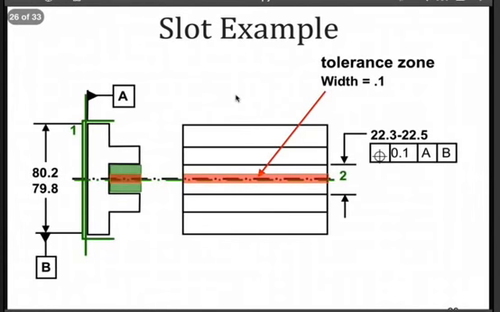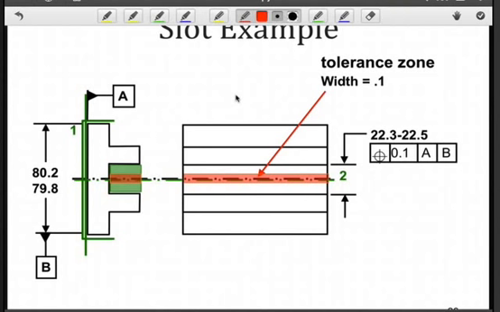So here's a slot specification where we're looking at the position of that slot. And the reason that we know we're dealing with a slot is we have a feature control frame attached to the dimension. And we can see it is a feature of size. We do have our datum references A and B. A, of course, being the bottom surface, which we would establish with the surface plate.